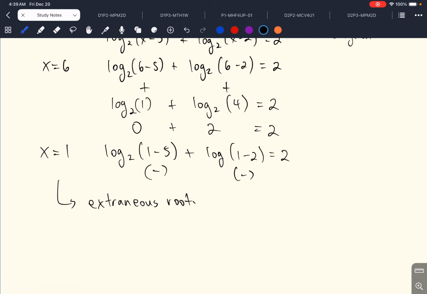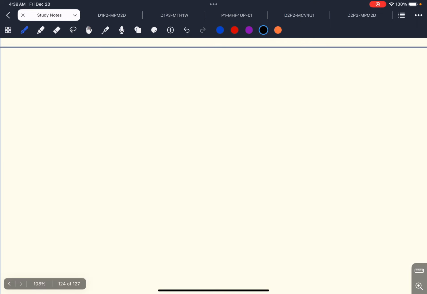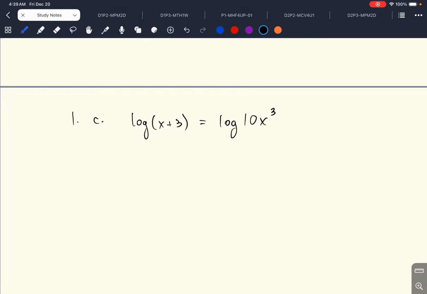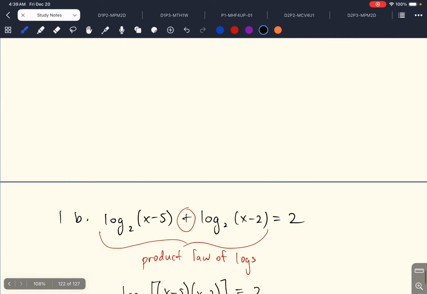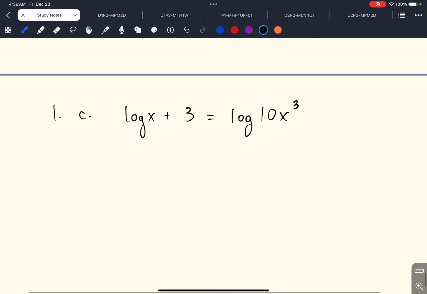Let's look at another example, 1c. So 1c is log of x plus 3 equal to log of 10x cubed. Let me just double check the notes. Your log of x plus 3. Yeah, be careful. Okay, there's no bracket. That's why brackets are important, because you've got to know what belongs to the argument of log. So log of x and then a plus 3.